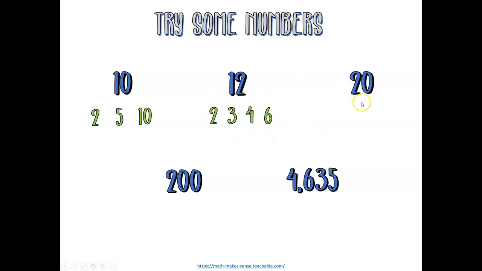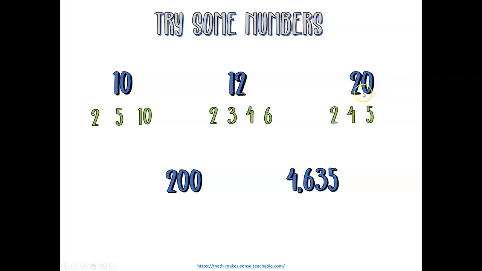Let's look at 20. It's even, so 2 works. When you add the digits, you get 2 plus 0, so 3 does not work. Let's try 4. Can you cut it in half twice? So 20 cut in half is 10. 10 cut in half is 5. That works. So it's divisible by 4.